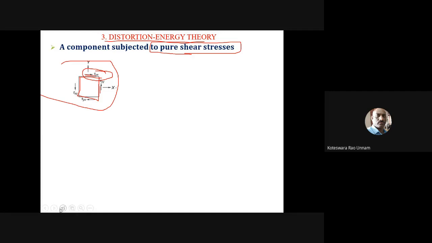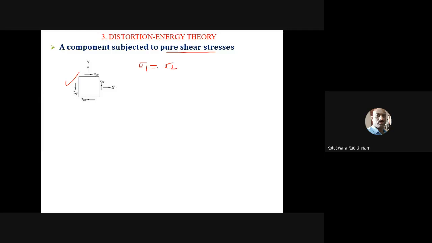Now, if I say only pure shear, you can see the state of stress here. You don't have any normal stress here. I have only tau xy. So in case of pure shear stress, what are your sigma 1 and sigma 2? Sigma 1 is equal to minus sigma 2, which you will get as tau xy only.